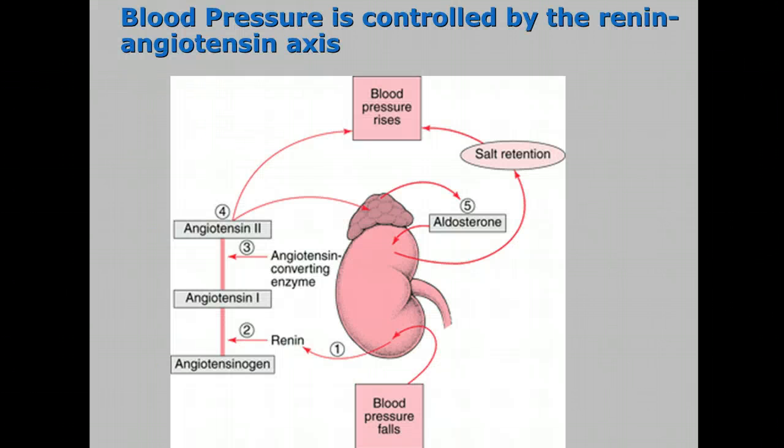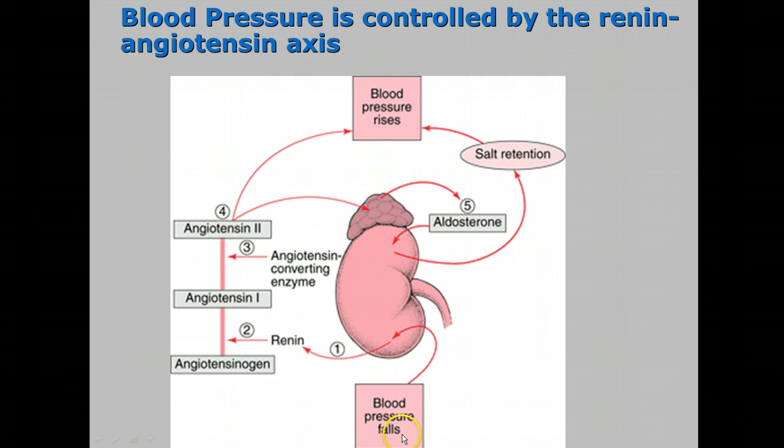This is one of my favorite pictures. It does a really good job of depicting some of the things that the adrenal gland does. In this picture, we see the adrenal gland sitting on top of the kidney here. And let's start with our blood pressure falling. So we're going to go down to the bottom of the picture.